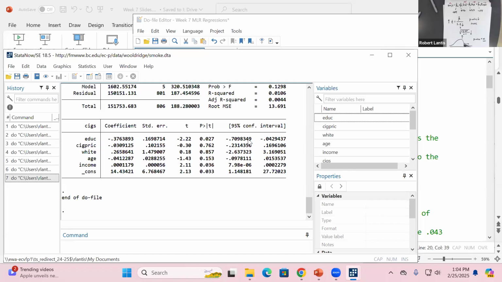So what would I look at? The p-value. Is it less than 0.1? 0.027. Is that less than 0.1? Yes. So I would say it's statistically significant at the 10% significance level, or what confidence level? 90%. Is it statistically significant at the 95% confidence level?